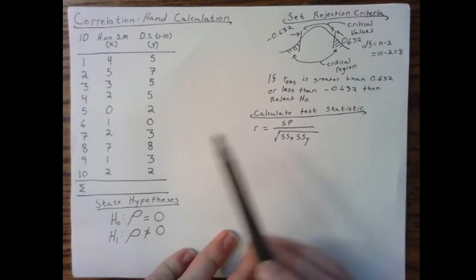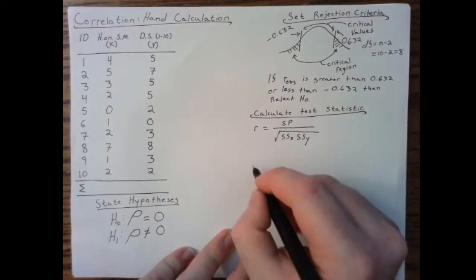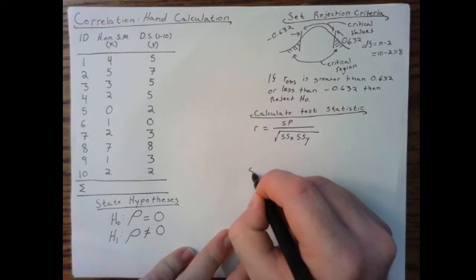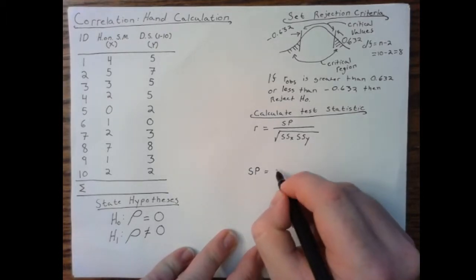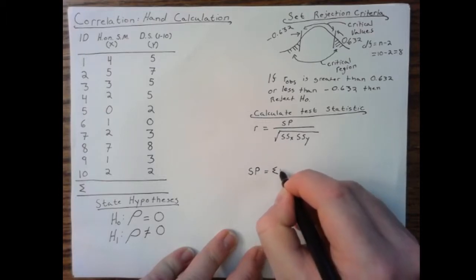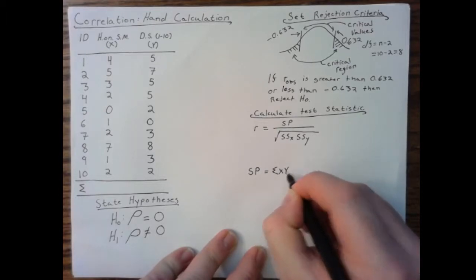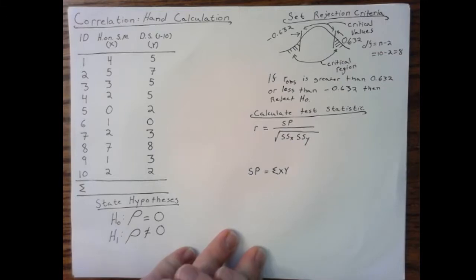So we don't have those values given to us in the problem, but there are formulas for each of these. So the next thing I would do would actually be to write out all of these. So the sum of products is equal to the sum of x times y.